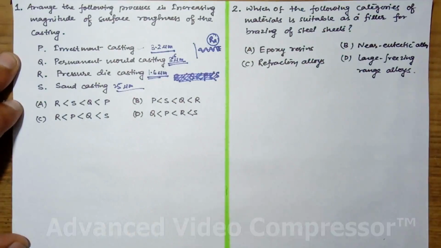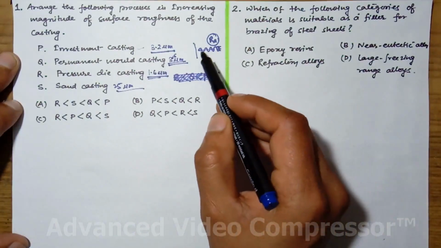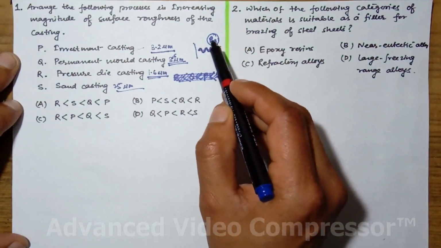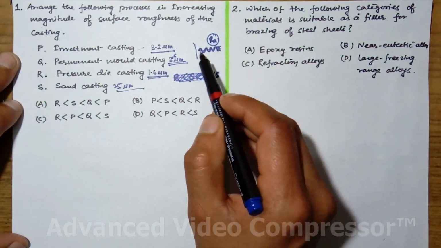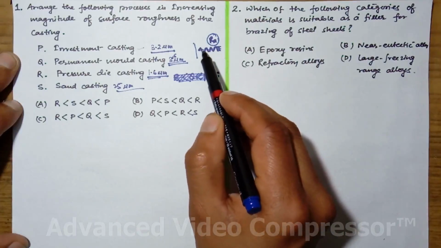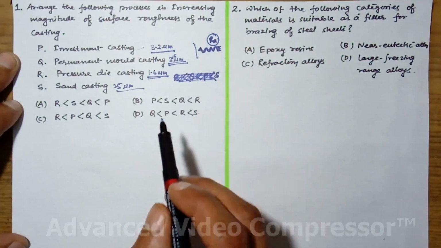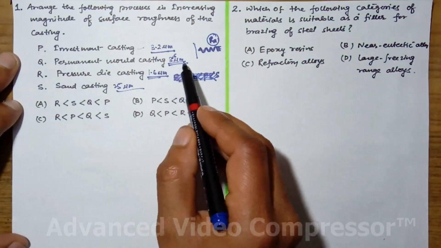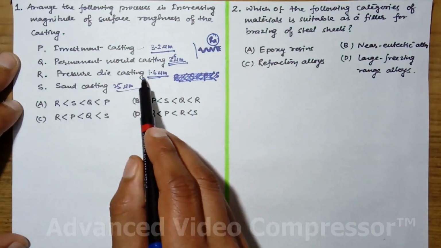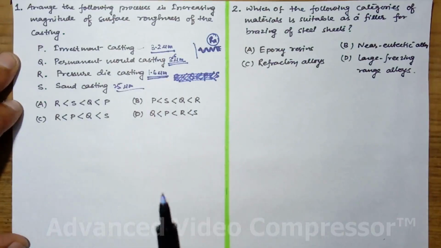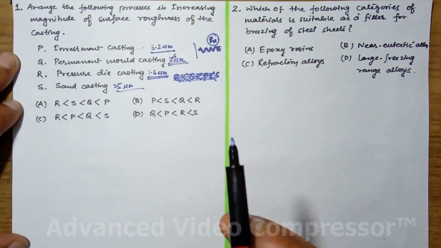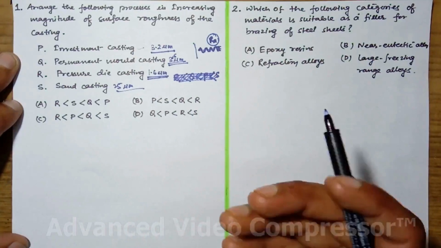And what do you mean by surface roughness? Surface roughness is basically the unevenness present on the surface, which is measured in terms of Ra. Ra is nothing but the average variation in this height. Now, if you arrange these, you see the pressure die casting has the best surface finish. Whenever there is less surface roughness, the finish will be higher.